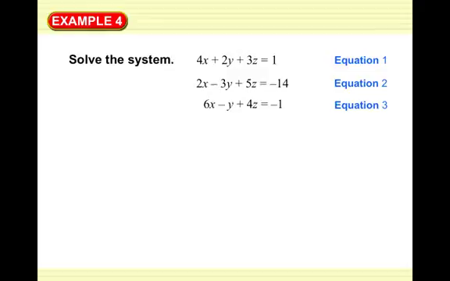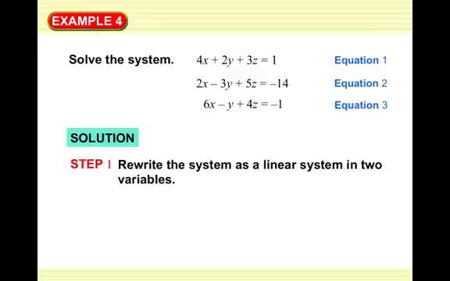The reason this is challenging is because there are 3 equations and 3 variables. So what we want to do is make it 1 degree easier by getting down to a system of 2 variables and 2 equations. So somehow we want to combine 2 of these equations to get rid of a variable, and then we want to combine any other 2 equations to get rid of the same variable, and we'll have a 2 by 2 system. Well, we can work with those, we just did. So that's our method here. So we're going to rewrite the system as a linear system in 2 variables.